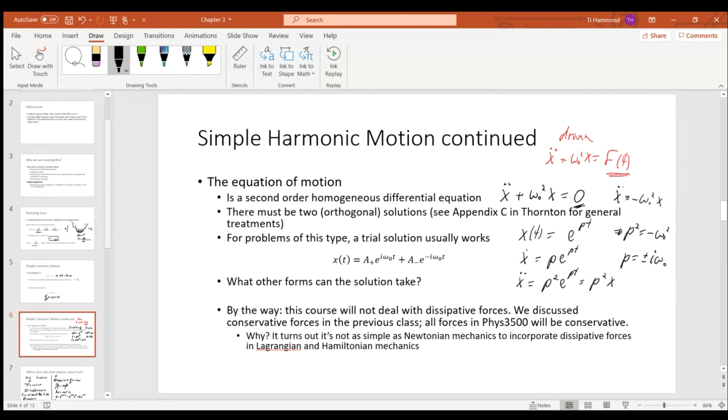By the way, I mentioned this before, but I'm going to emphasize this again here. This course does not deal with dissipative forces. So in chapter 3, they get into dissipative forces. In intermediate mechanics, we also dealt with dissipative forces and dissipative systems. We're just not going to do that in this course.